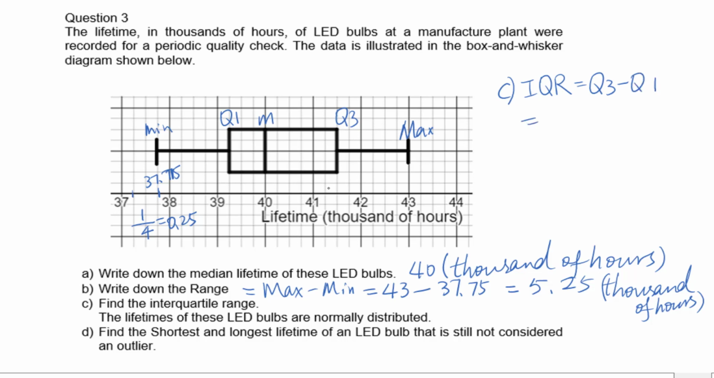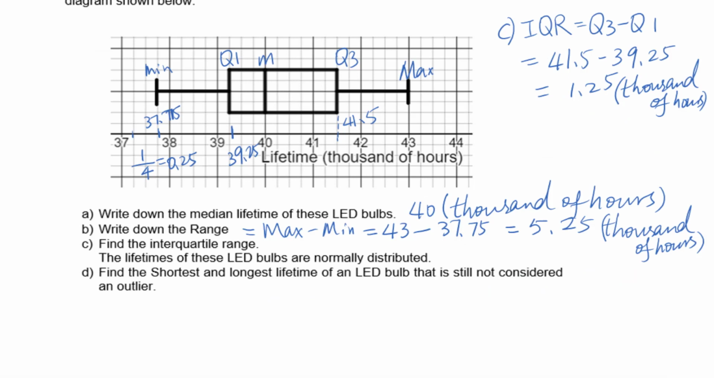Interquartile range equals the upper quartile minus the lower quartile. The upper quartile, check here, this is 41.5. The lower quartile is 39.25. So we have 41.5 minus 39.25. We will get 1.25 thousand hours. Let's go to D.